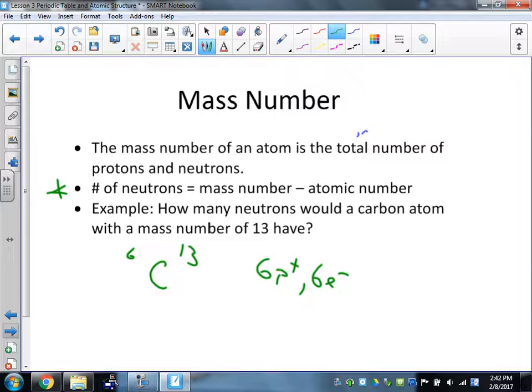7, right? These two added together have to give you the mass, protons and neutrons. Make sure you know protons and neutrons are the ones in the nucleus. Protons and electrons should equal each other in a neutral atom. Okay, good? That's important.